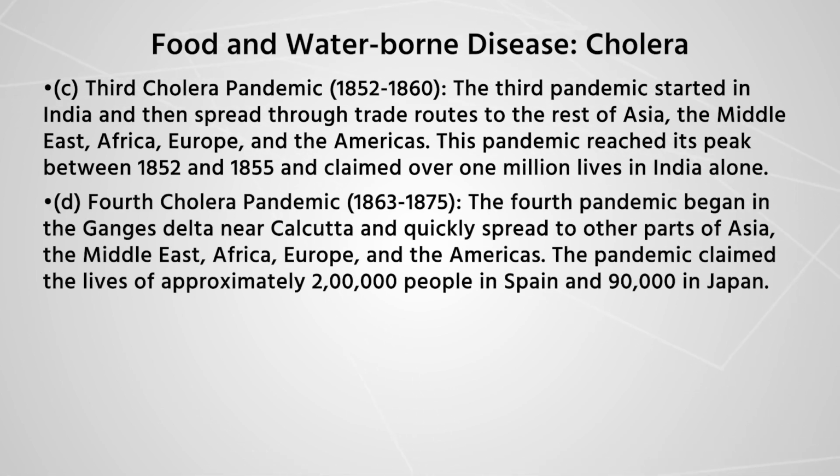The fourth cholera pandemic, that is from 1863 to 75, began in the Ganges Delta near Calcutta and quickly spread to other parts of Asia, the Middle East, Africa, Europe and America.